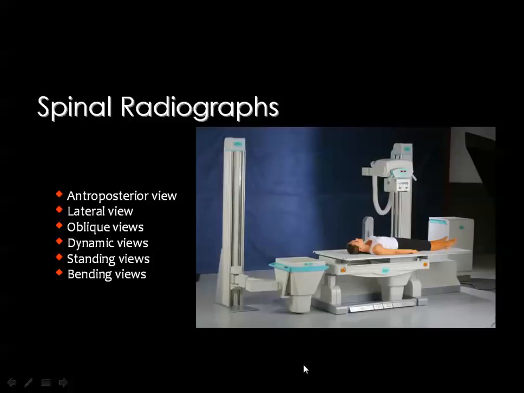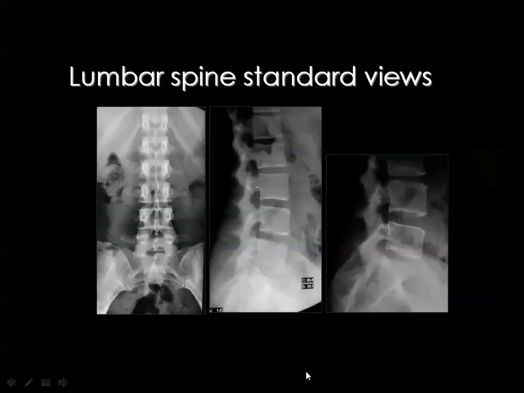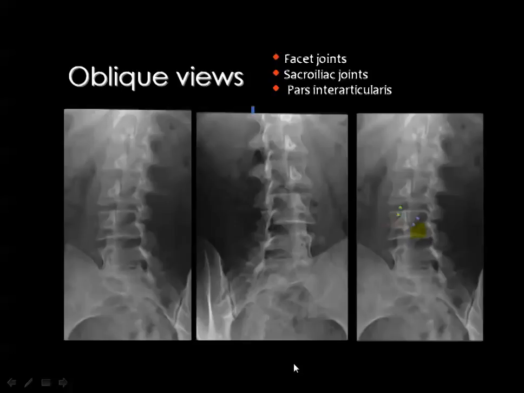Then we may add some other views according to the clinical condition of the patient and the provisional diagnosis. In the lumbar spine, we have the standard views, including the anteroposterior view and the lateral view. And many times the lumbosacral junction is not that clear in the lateral view, so we should have a spot film for the region of the lumbosacral junction, as you can see here.